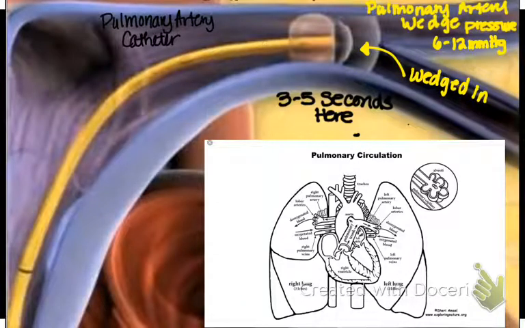Now, I put this picture of the lungs here so that you can see how this pulmonary artery sits over the heart. So when you've got that wedged in, you're getting pressure. You can see the aorta sits here. You can see the left ventricle sits here. So that wedge pressure can tell the clinician a lot. So that is why it's sometimes used. It's not as often as it used to be, but that is what we're talking about when we say wedge pressure.